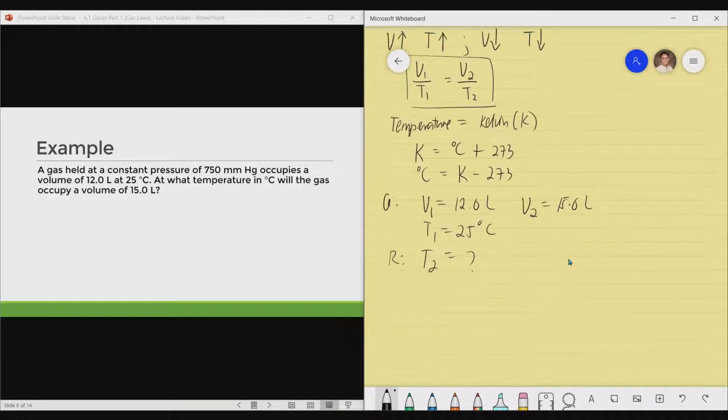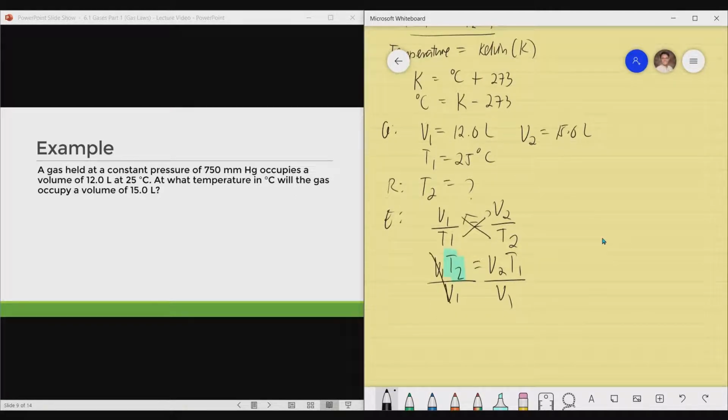Now we need to write the equation. The equation is V1 over T1 is equal to V2 over T2. To make things easier, let us create an equation such that we can solve for T2. The first step is to cross multiply. We have V1 multiplied by T2 is equal to V2 times T1. Since we need an equation for T2, divide both sides by V1. We now have the equation T2 is equal to V2 T1 all over V1. So it's that simple.